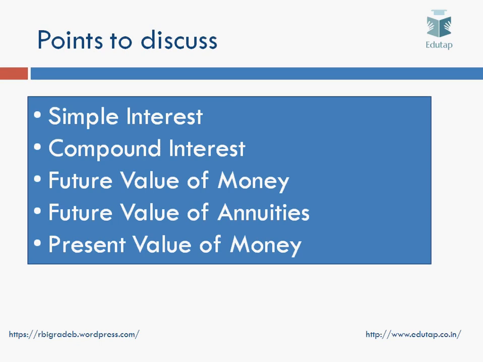So the points which we will discuss in this topic are simple interest, compound interest, future value of money, future value of annuities, and the present value of money. And before we start, let me tell you that there was a question, or rather a numerical, from time value of money which used the concept of simple interest and compound interest last year. It was a 1 mark question.